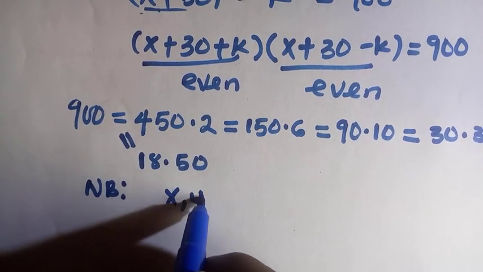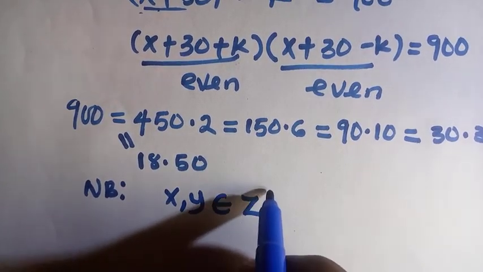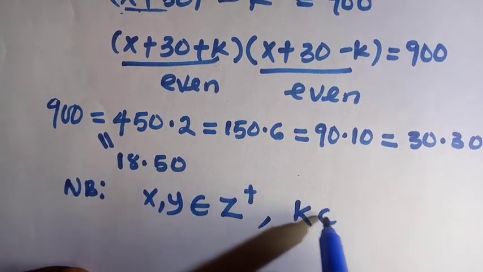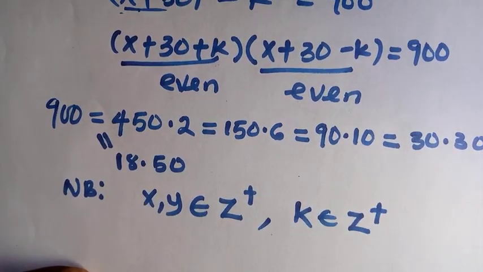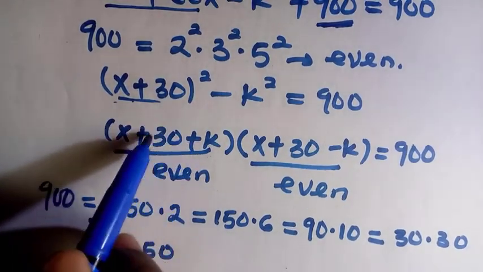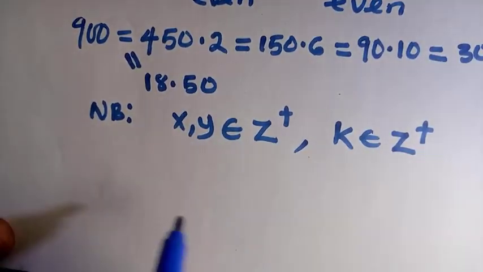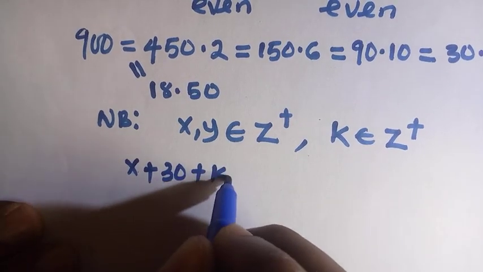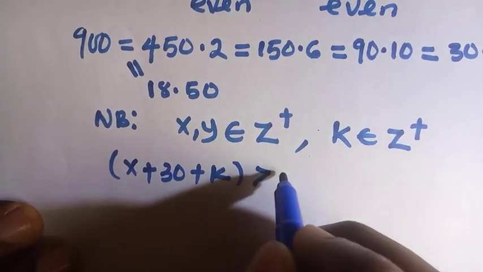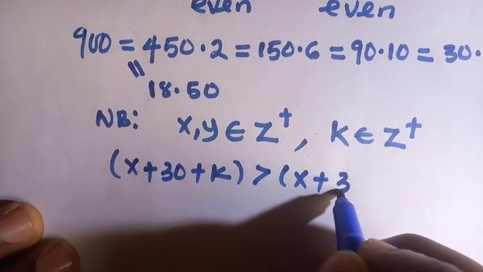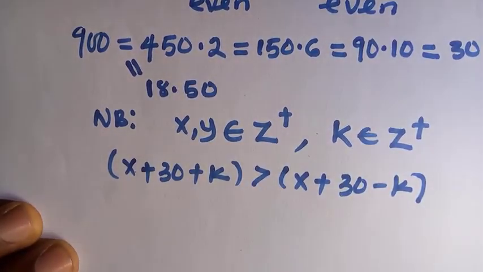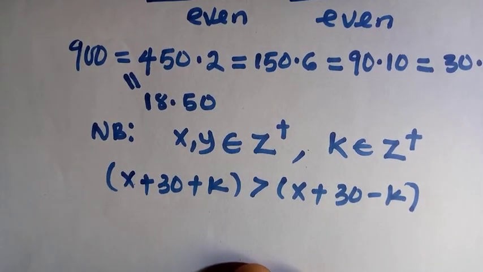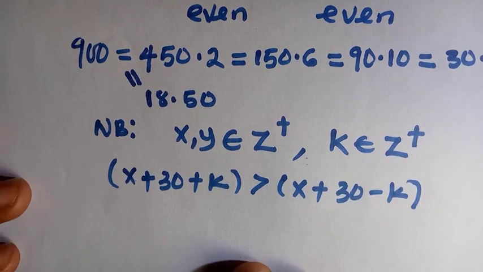Before we can assign any value here, we should know that x and y are both members of positive integers, and the value of k that I let above is also a positive integer. So the first factor is always greater than the second one, which is x plus 30 minus k. Whatever value we assign, for x plus 30 plus k we take the highest one, then follow with the second one.